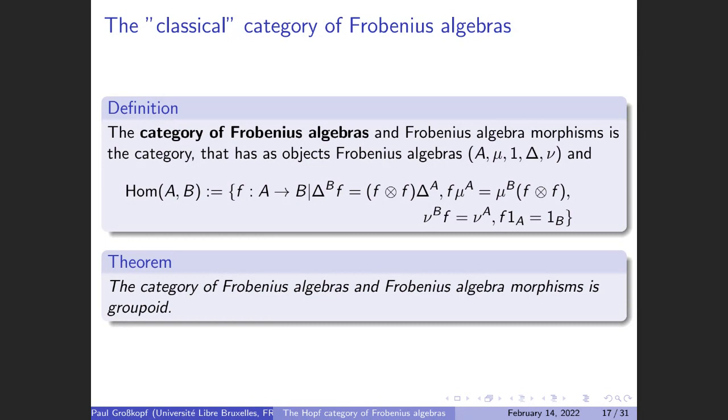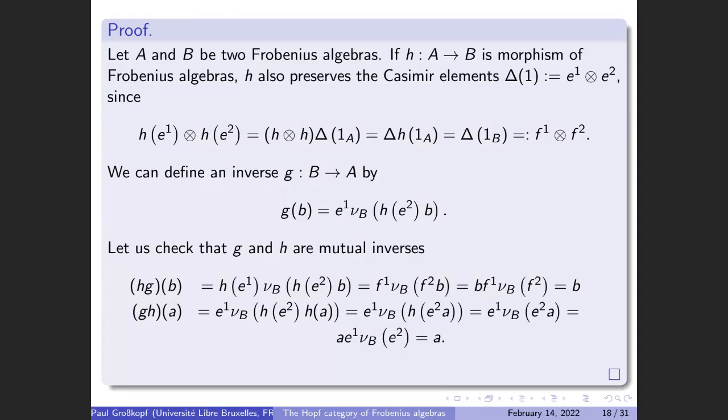And the reason why we probably don't want to work with that category is this theorem that is widely known. If I look at Frobenius algebra morphisms, I can always invert them. So I can always find an inverse to them. And speaking in the terms I defined earlier, the category of Frobenius algebras with Frobenius algebra morphisms is a groupoid. So every morphism is invertible. And I don't want to really bore you with the proof, but just give you some overview on how one proves that.